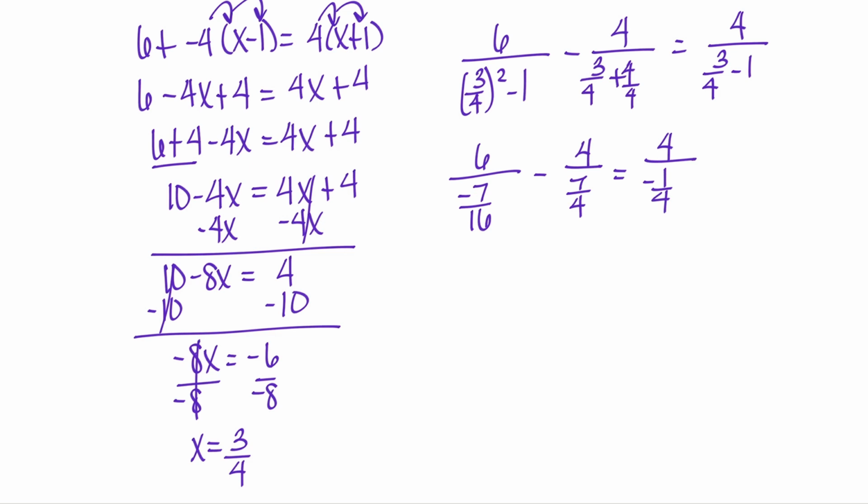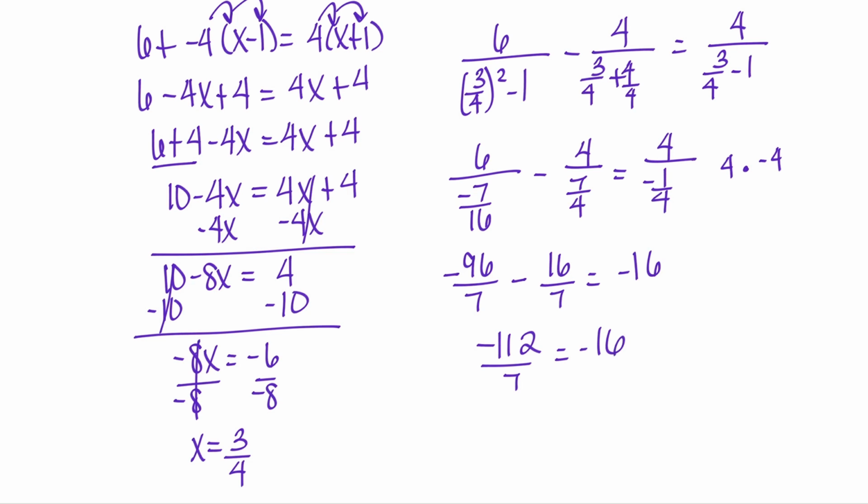So here we're going to flip and multiply, so we have negative 96 over 7 minus, here we also flip and multiply, so we have 16 over 7. Here we flip and multiply, so we have 4 times negative 4, so that's going to be negative 16. So negative 96 minus 16 is negative 112 over 7, and we're checking if that equals negative 16, and that does in fact equal negative 16. So our answer is correct. x equals 3 over 4 is the solution to this rational equation.